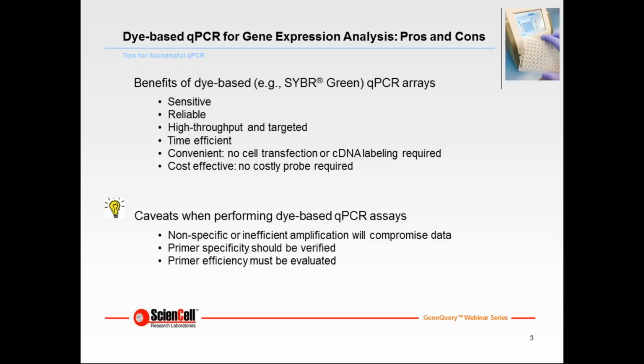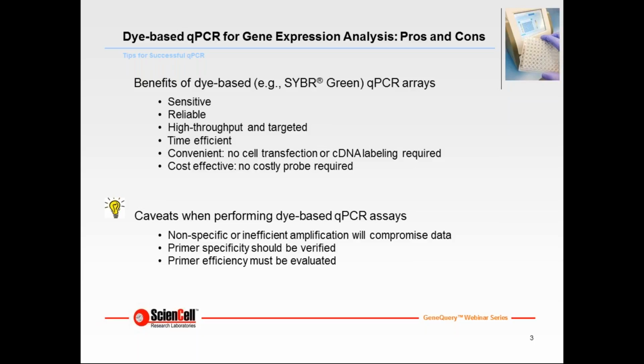Throughout the talk, you will see a few light bulb icons like this. The icon indicates important information or tips we'd like to share. Now, what are the caveats when performing dye-based qPCR assays? qPCR specificity is a vital factor to consider when doing dye-based qPCR, because the dyes can bind to any double-strand DNA, regardless of whether it is the desired qPCR product, a non-specific amplification, or a primer dimer.